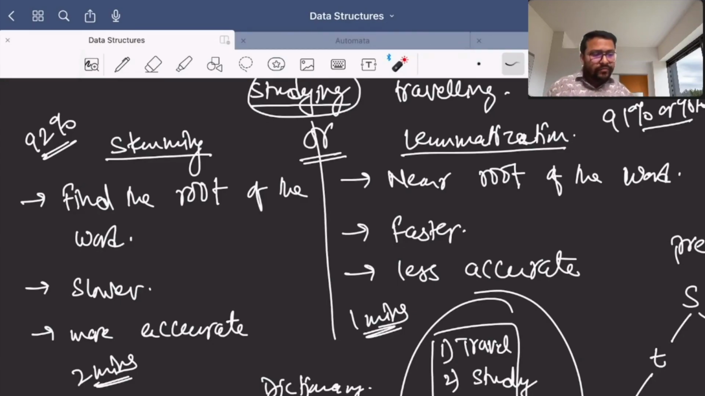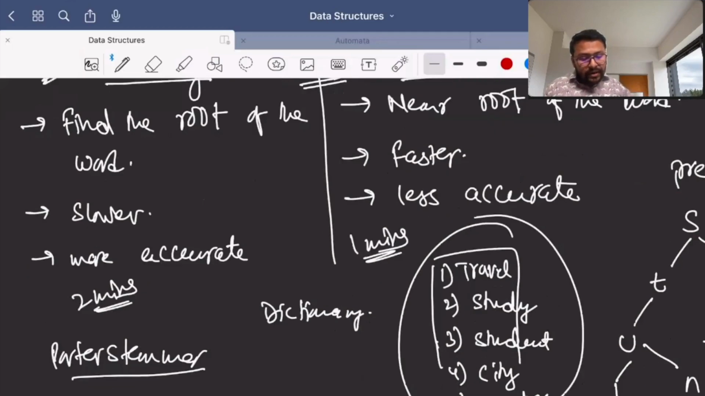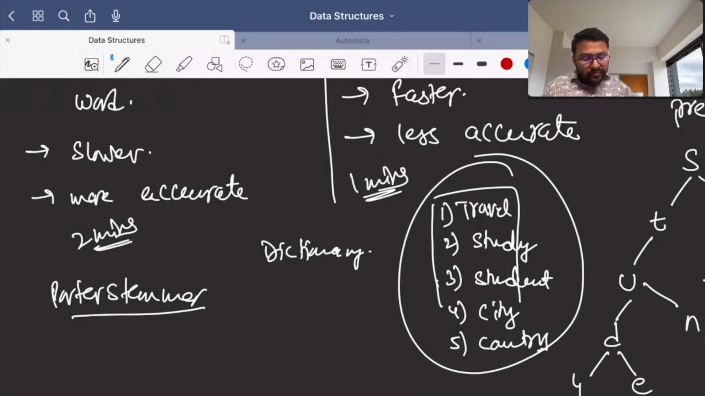For stemming, we have a library in Python which is Porter Stemmer, and for lemmatization we have a library called WordNet Lemmatizer. So these two libraries are used in Python for both purposes. Now let's go to the code and understand how the code is working for each of them.